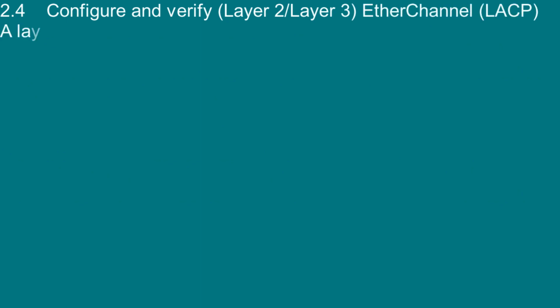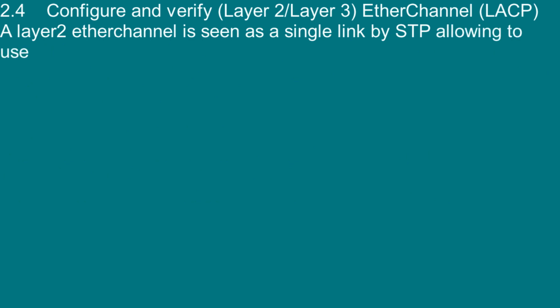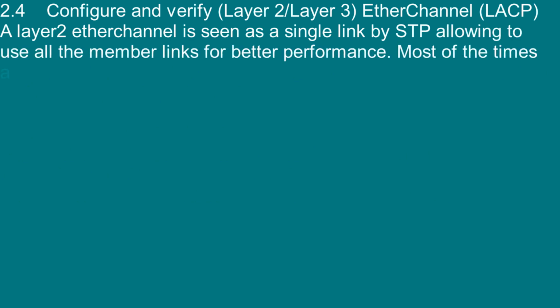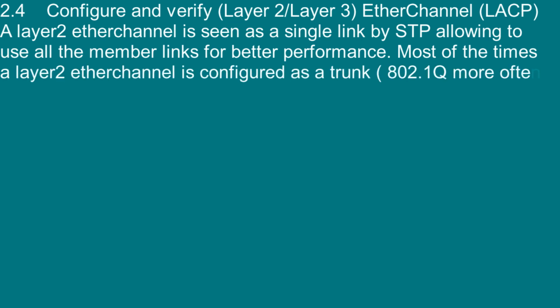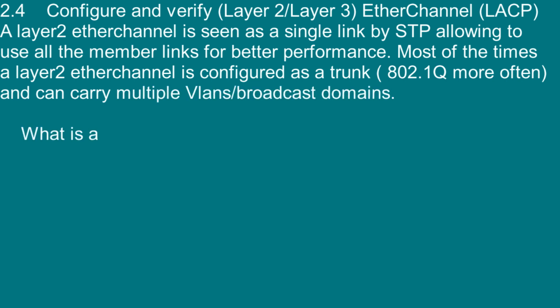EtherChannel, LACP, of Layer 2. EtherChannel is seen as a single link by STP, allowing it to use all the member links for better performance. Most of the time, a Layer 2 EtherChannel is configured as an 802.1Q trunk and can carry multiple VLANs, broadcast domains. What is a Layer 3 EtherChannel?